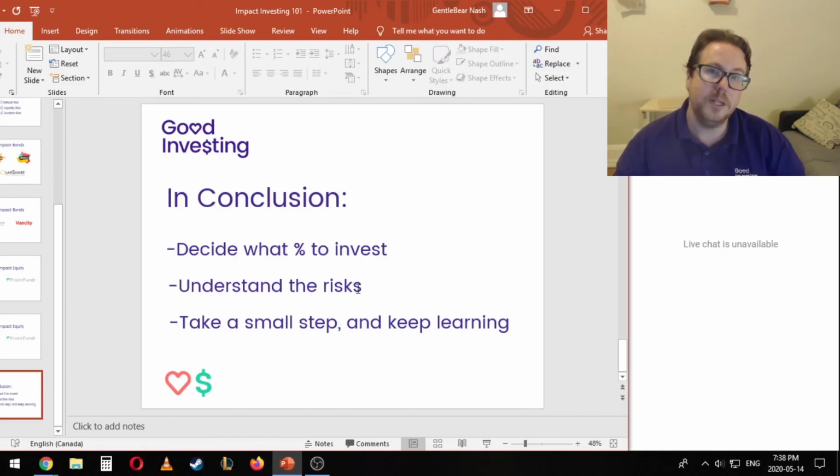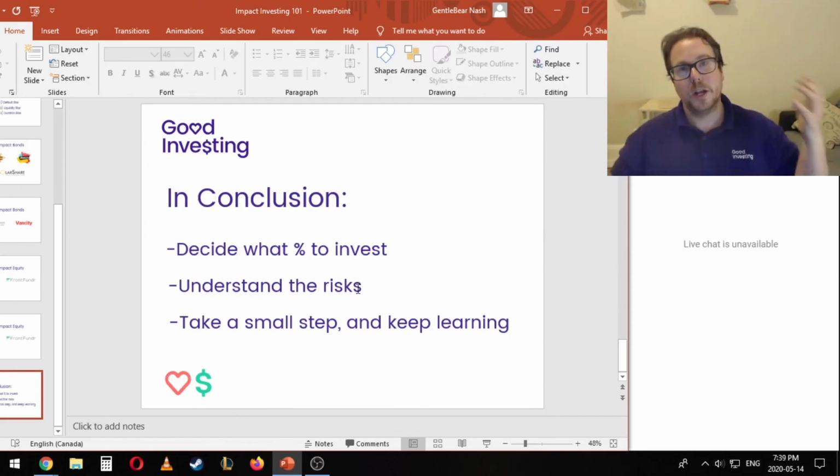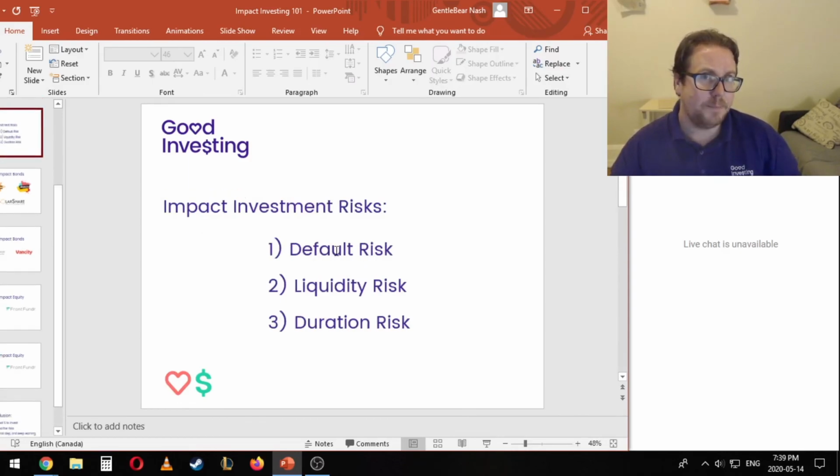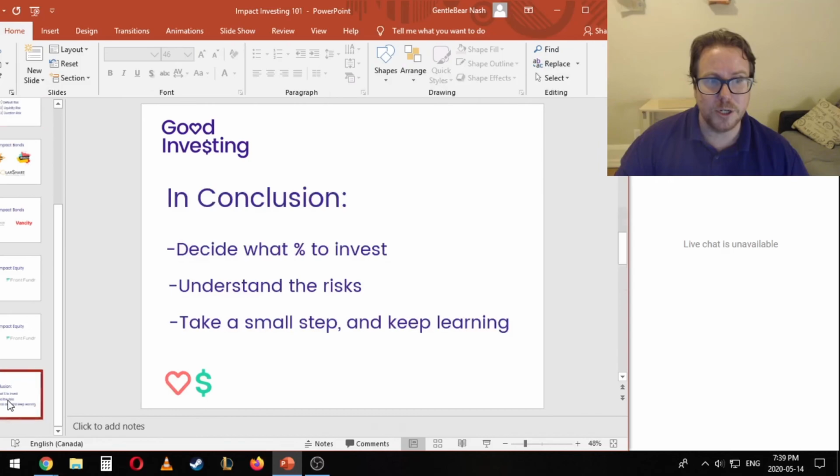I really want you to understand the risks. Don't go into this willy-nilly, right? You want to do your homework. You want to do your due diligence. I can help you understand the risks if you're struggling, but you want to look at, as we talked about, the default risk. What happens, could they go bankrupt? The liquidity risk, are you locked in? And the duration risk, which is understanding that there might be some better opportunities that do pop up.